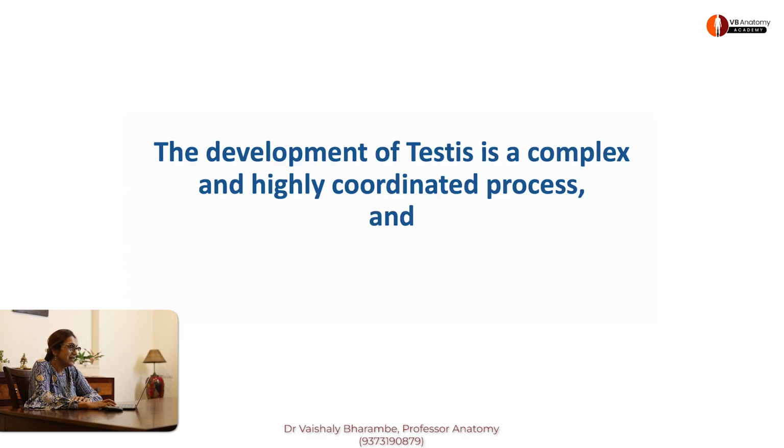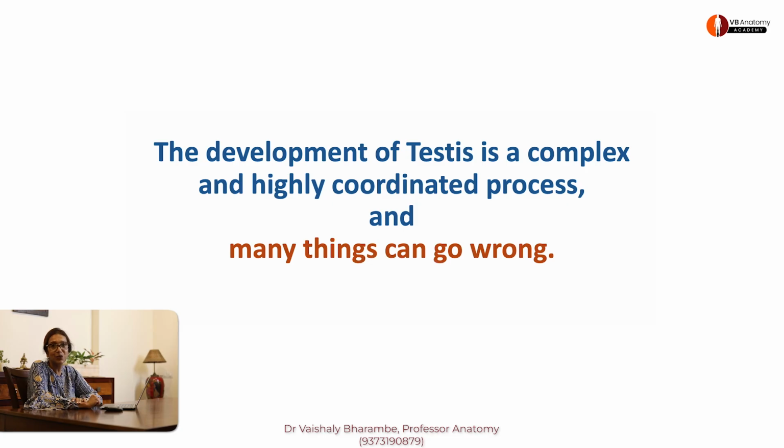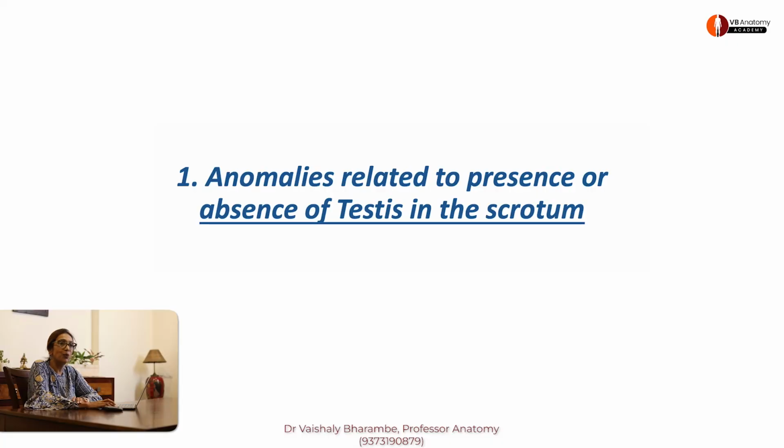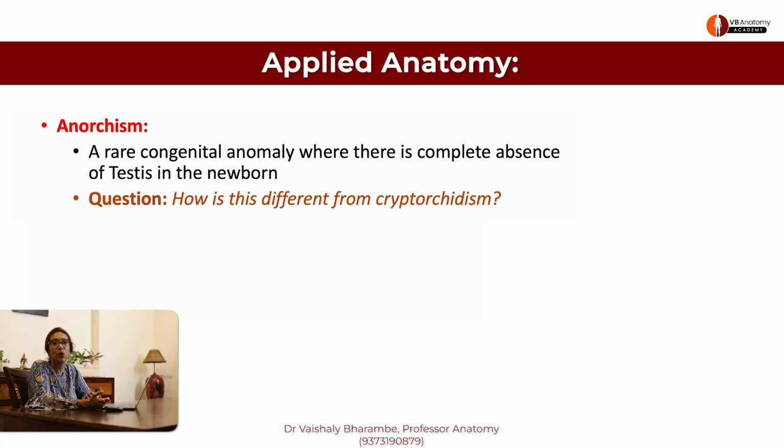Development of testes is a very complex and highly coordinated process, and something definitely goes wrong in many cases. So what are the things that can go wrong? One is you find the child is born, a male child, and there is no testes in the scrotum. That's the first thing that can go wrong. Now what are these conditions in which the child is born without a testes in the scrotum? It can be one, anorchism. Testes is not formed at all in the child.